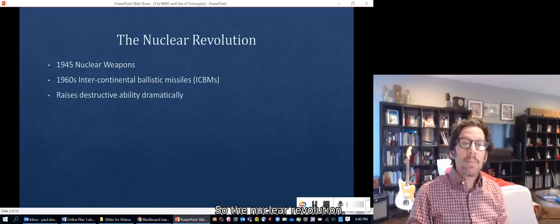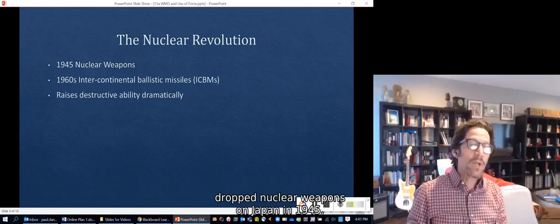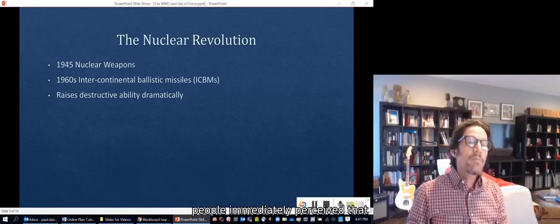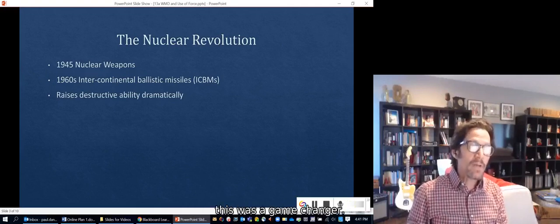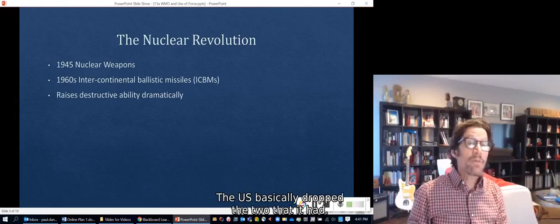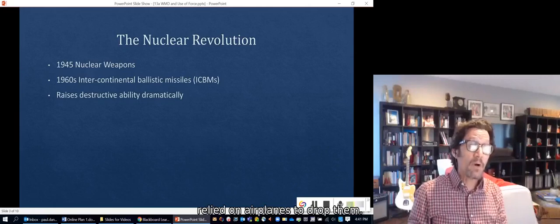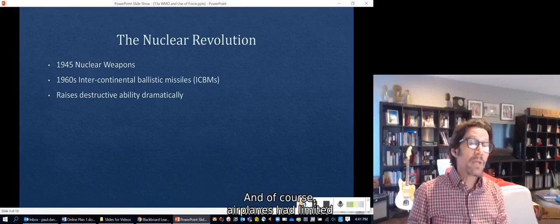So the nuclear revolution didn't happen all at once. Although when the United States dropped nuclear weapons on Japan in 1945, people immediately perceived that this was a game changer. But really, it was a two-step game changer, because in the 1940s, there were very few nuclear weapons. The U.S. basically dropped the two that it had. So the numbers were small, and they relied on airplanes to drop them. And of course, airplanes had limited range, and they could be shot down and so on.